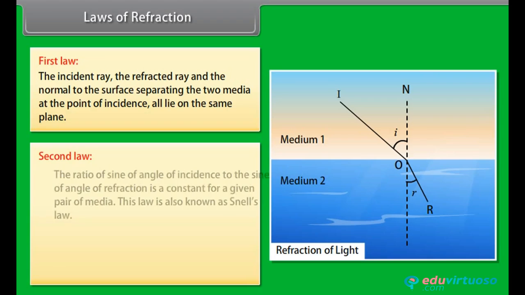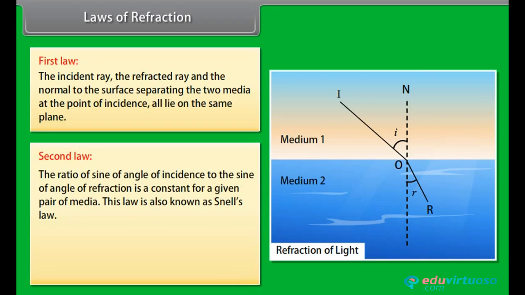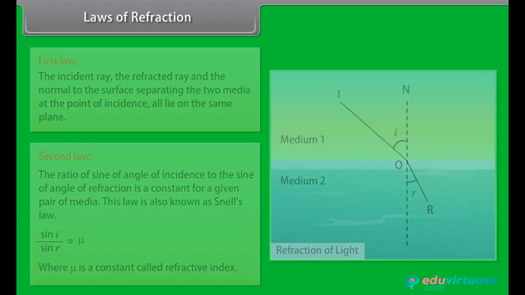Second law: the ratio of the sine of the angle of incidence to the sine of the angle of refraction is a constant for a given pair of media. This law is also known as Snell's law. sin i / sin r = μ, where μ is a constant called the refractive index.